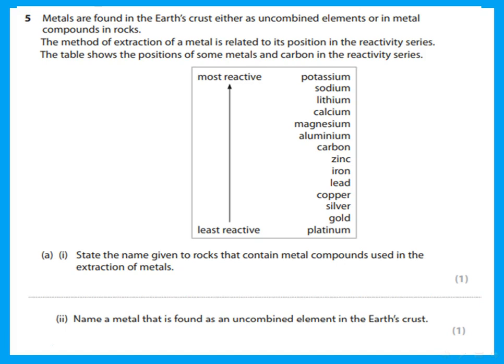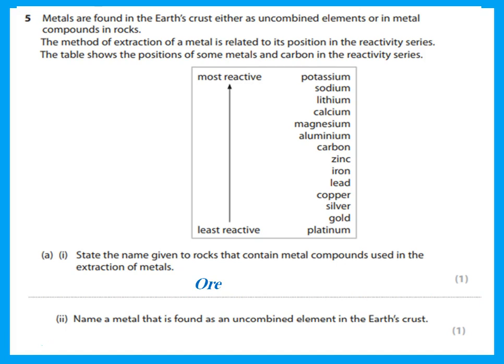State the name given to rocks that contain metal compounds used in extraction of metals. We said if I want to extract a metal, I get something from the earth and then use it to extract the metal. That something is called its ore. So the rock that contains the metal compound and is used for extraction of the metal is an ore.